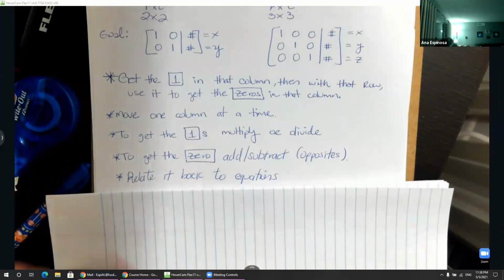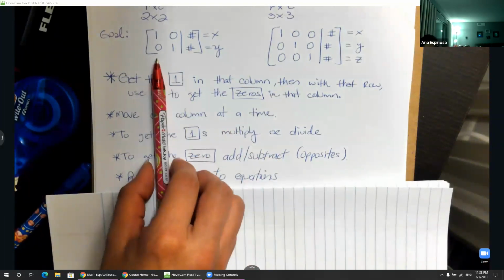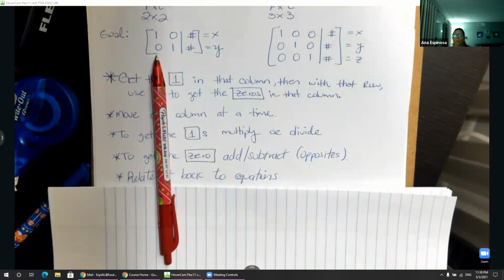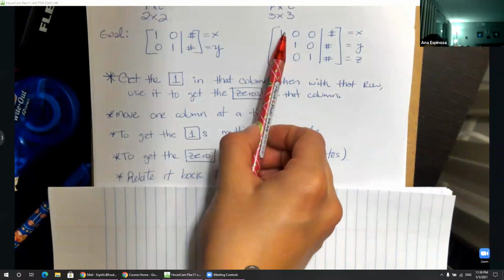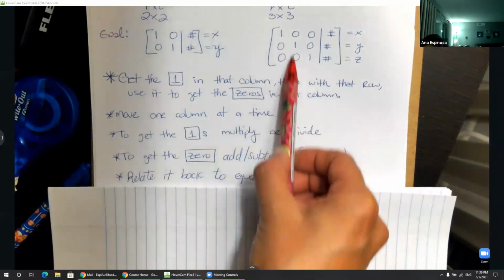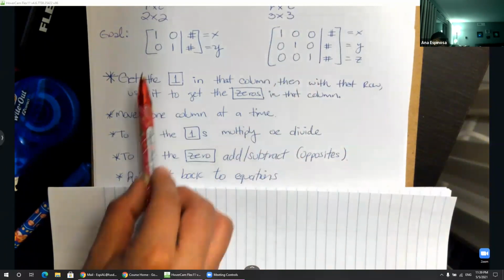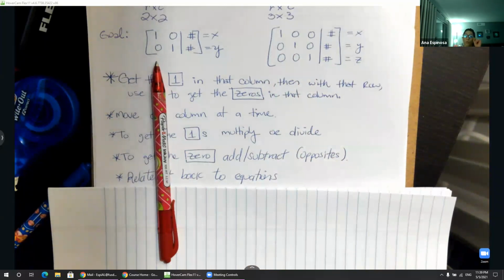You always start working through each column. You find the 1 in that column. Even if you had a 4 by 4, like 4 rows and 4 columns, or 10 rows and 10 columns, in the identity matrix you will only have a 1 in every single column, and a whole bunch of zeros. So that means that you will try to make that 1 in that position first.